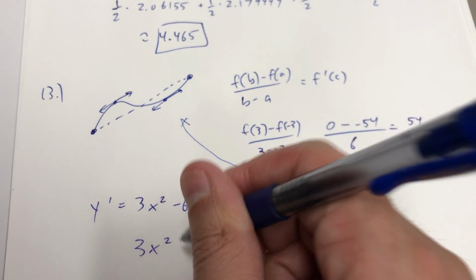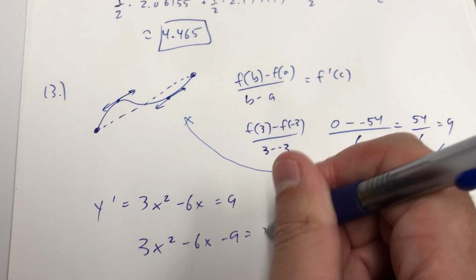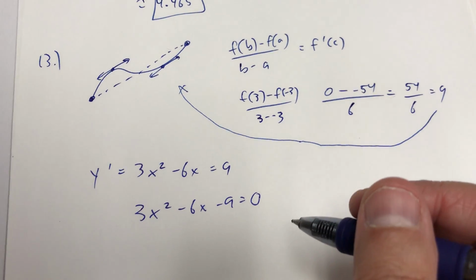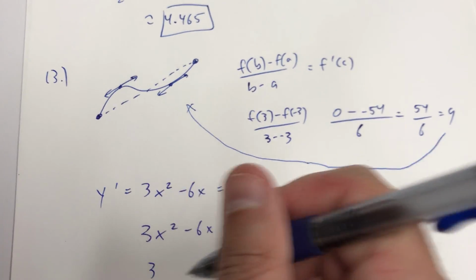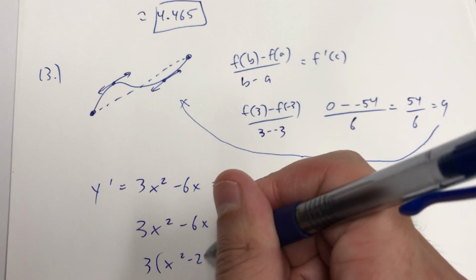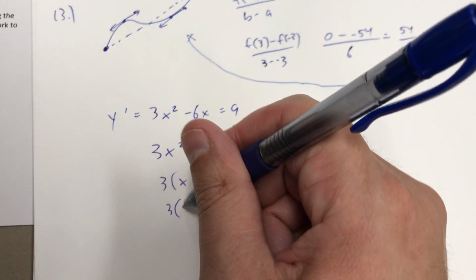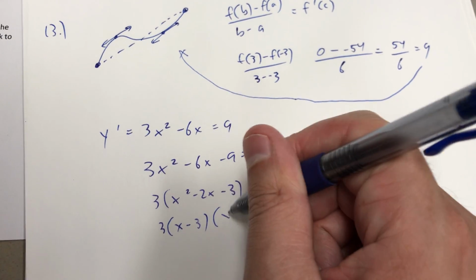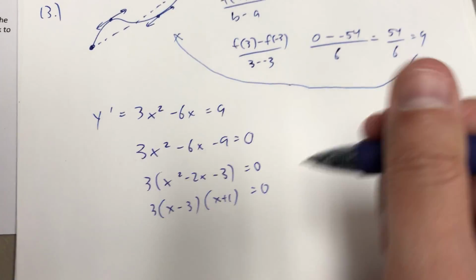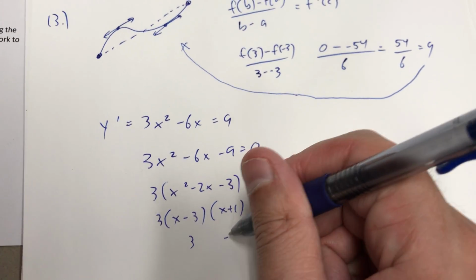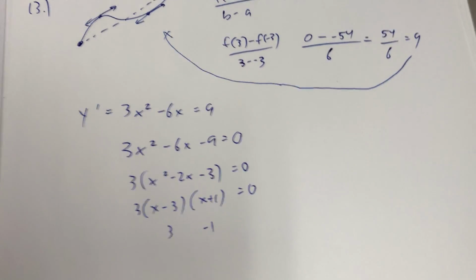So we've got 3x squared minus 6x minus 9 equals 0. You could go to the quadratic formula here. I'm going to factor out a 3, and that's going to give us x squared minus 2x minus 3, and I think that's going to factor. So 3 times the quantity x minus 3 times the quantity x plus 1 is equal to 0. And so we're going to get solutions of 3 and negative 1.